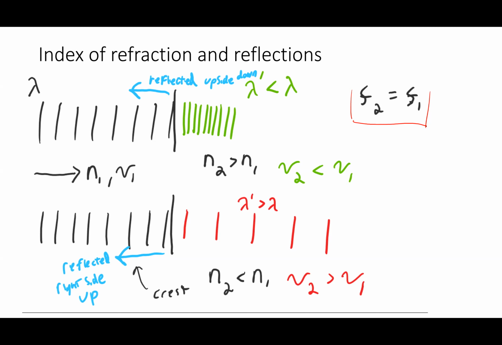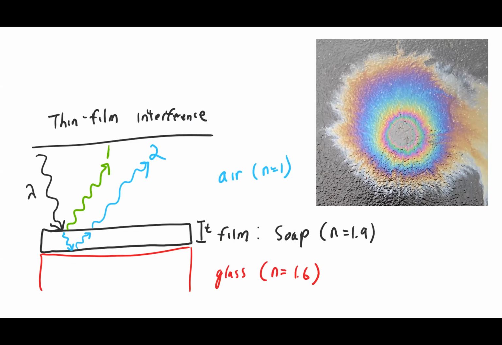Whether the amount of phase that happens when a wave travels through a medium depends on how many wavelengths it went through in that material, right? And so that's going to be something we have to keep track of. Okay, so with those two connections made, now we can talk about thin film interference properly.